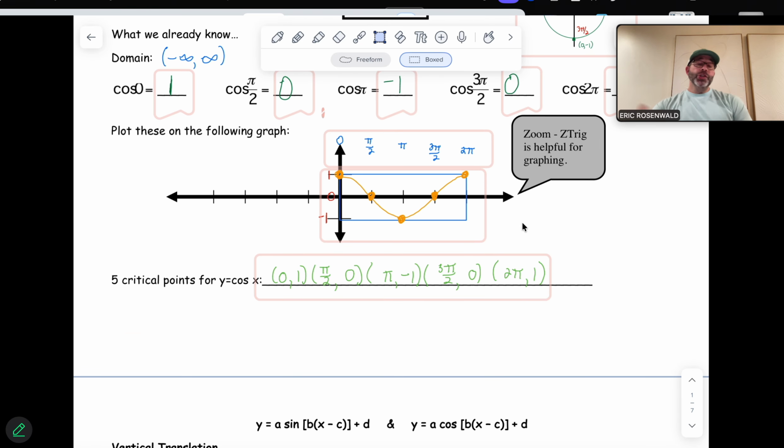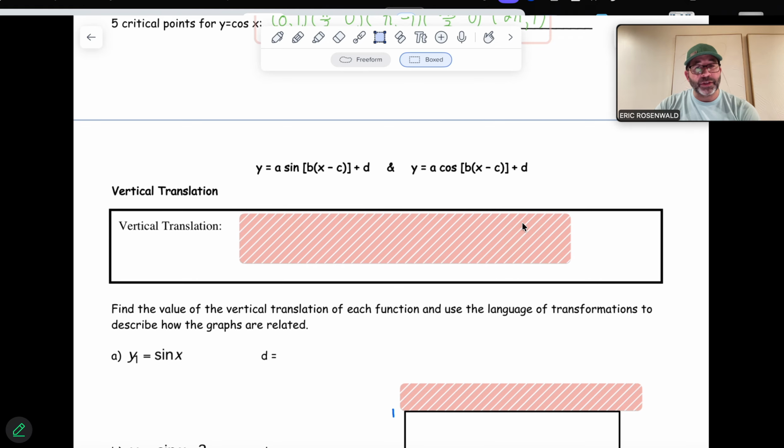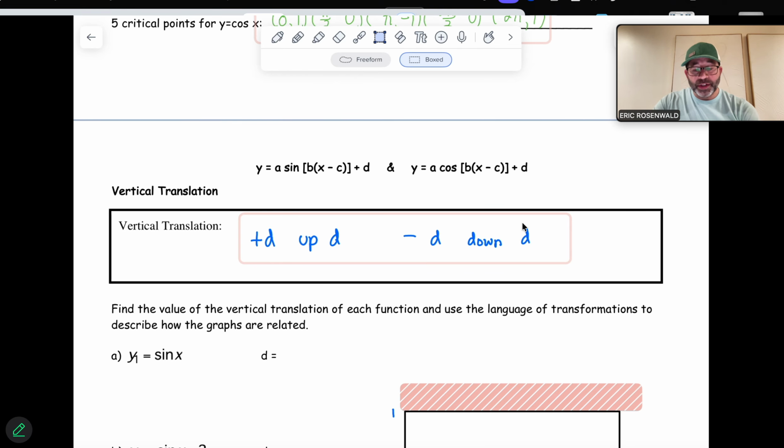All right, so using these graphs now, let's go ahead and start graphing these and talk about all the different transformations that take place. First thing, let's talk about a vertical translation. A vertical translation is when the graph just moves up or down. Probably the easiest one we could do. So when we say plus d, the graph is going to move up d. When we say minus d, the graph is going to move down d.